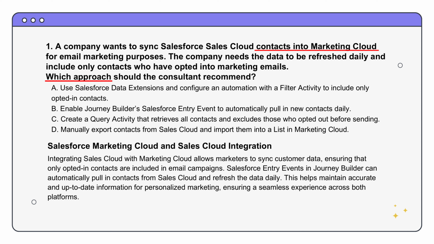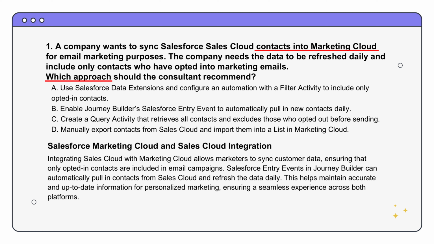Option A was to use Salesforce data extensions with a filter activity. B was to enable Journey Builder's Salesforce entry event. Okay. Option C suggested using a query activity to pull in all contacts and then filter out the opted-out ones. Got it. And then D was basically to do it the old-fashioned way, manually exporting and importing the data. Okay, so 4 very different approaches.